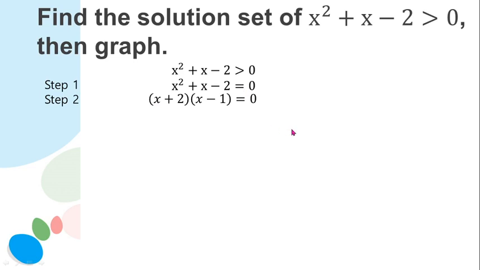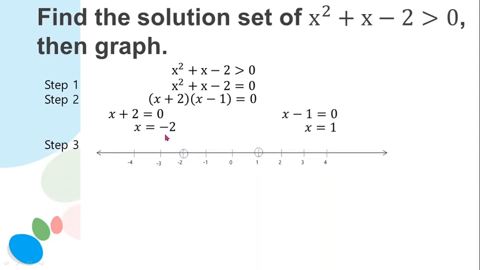So we apply the ZPP or the zero product property. We are going to set each of the factors equal to 0. So we have x plus 2 is equal to 0 and x minus 1 is equal to 0. So we can now solve for the value of x. So our first x is negative 2, while our second x is 1. Okay, then we are going to plot negative 2 and positive 1 on a number line. So since the inequality symbol that is used is greater than, our circle is an open circle or a hollow circle. So we have negative 2 and positive 1.